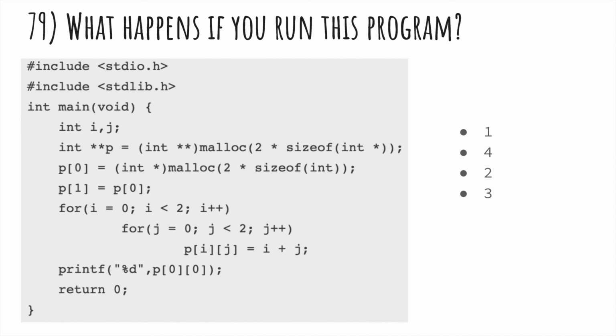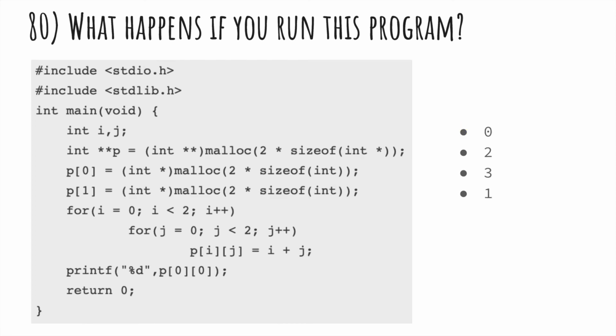But remember, we replaced p of 0 by p of 1. So that's why p of 0, 0 is 1, because it's the same thing as p of 1, 0. And the next question is very similar, yet we don't assign p of 1 to p of 0, so we solve this issue so it's like normal. So p of 0, 0 will just be 0 plus 0, which is 0.